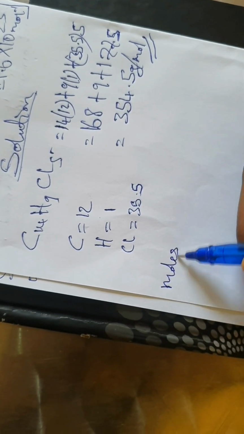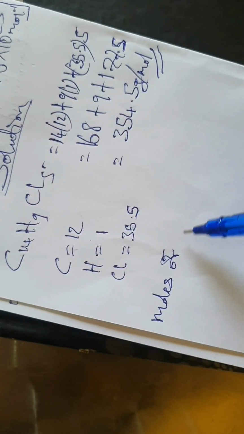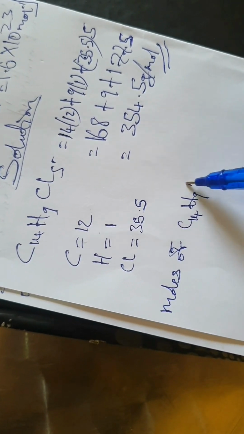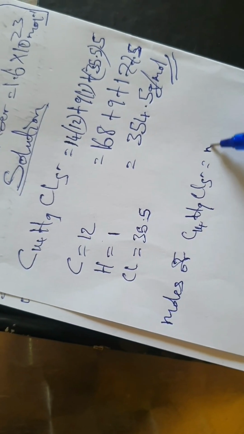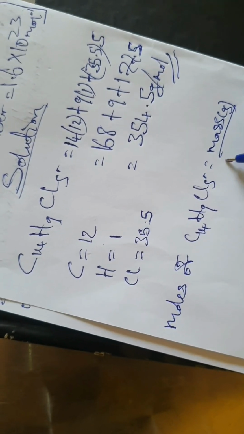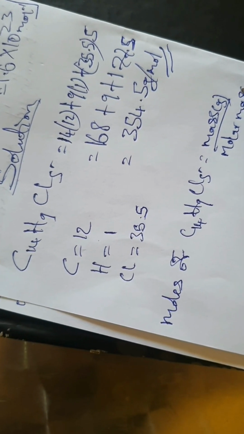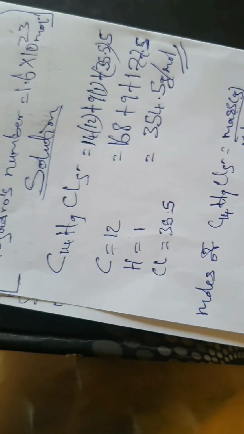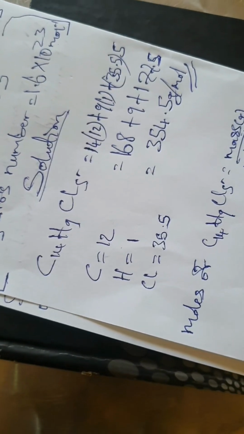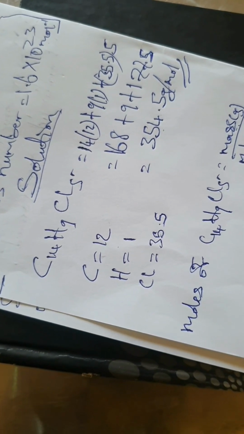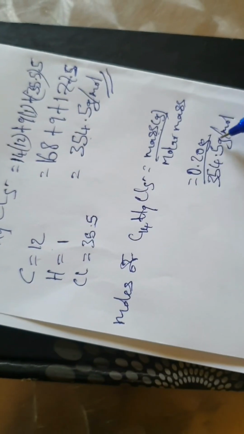So let's solve now the equation. We have found the molar mass, so now let's find the mole. Mole of C14H9Cl5 is equal to mass in gram upon molar mass. So here the mass in gram, look at it, is 0.20 gram, divided by this molar mass we have now, 354.5 gram per mole. So gram cancels gram.